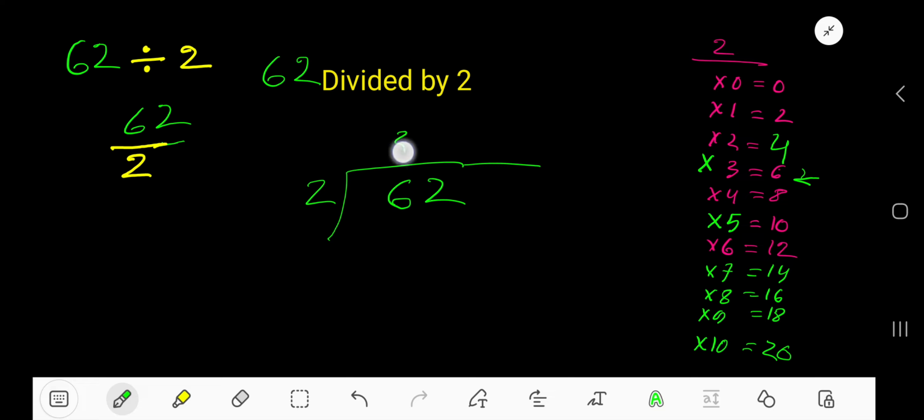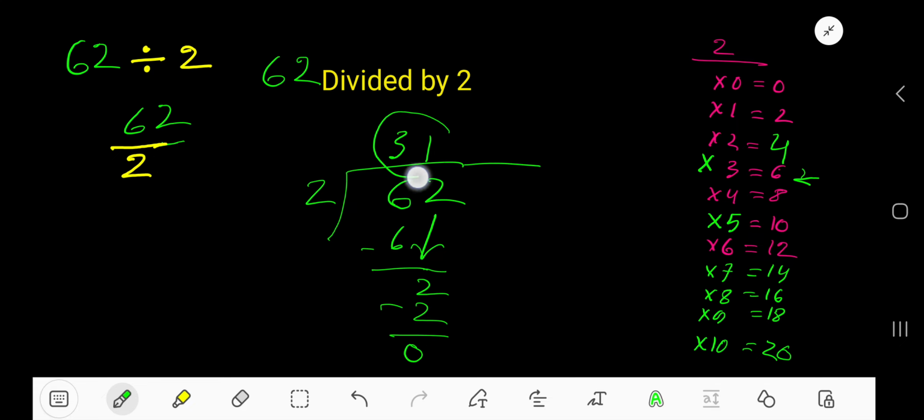3 times. Write 3. Now multiply 3 times 2, 6. Subtract, 0. Bring down this 2. 2 goes into 2 how many times? 1 time. Write 1. 1 times 2, 2. Subtract, 0. So 31 is your answer actually.